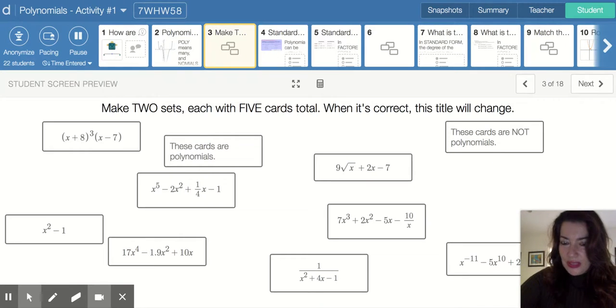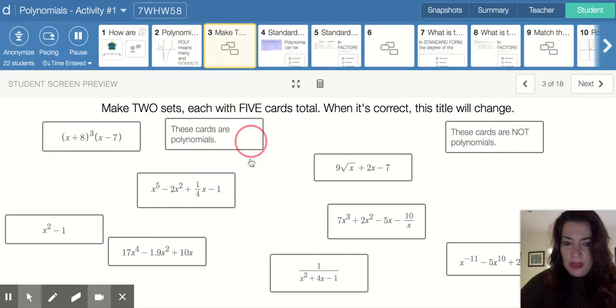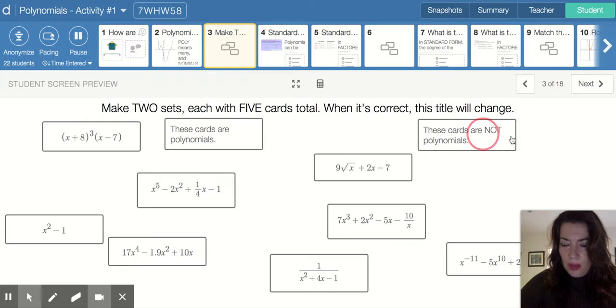All right, so in this slide, what you want to do is match the correct cards together. So they're either going to be polynomials or they are not polynomials. So you can go ahead and pause this video and see if you can get this correct. Now, if you do get it correct, you're going to have in your title a correct symbol. So let's go ahead and look at these cards.